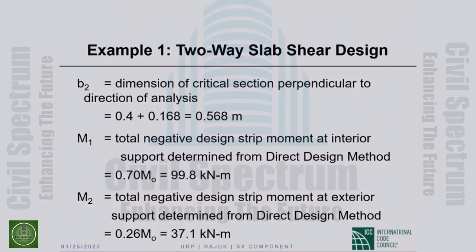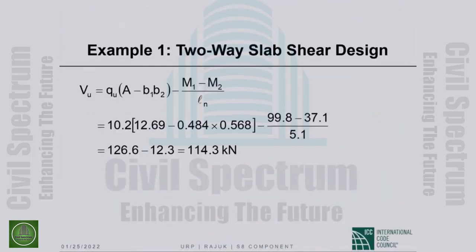These are the basics we discussed yesterday. Okay. So if it is an end span of a flat plate, the moment distribution is 70% at the first interior support, 26% at the exterior support. The 70 plus 26 adds up to 96. Half of that is 48. The remaining 52% is the bending moment in the span. So the M sub 1, the first interior support moment, is 99.8 kilonewton meters. M sub 2, the exterior support section moment, is 37.1 kilonewton meters.